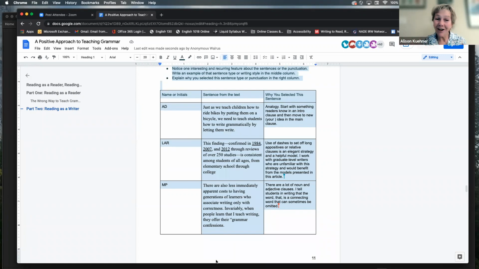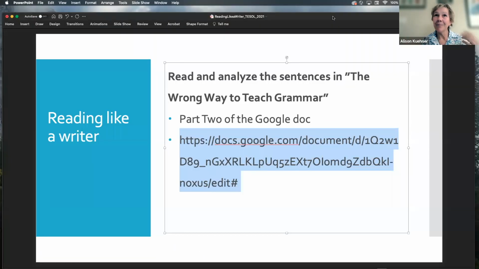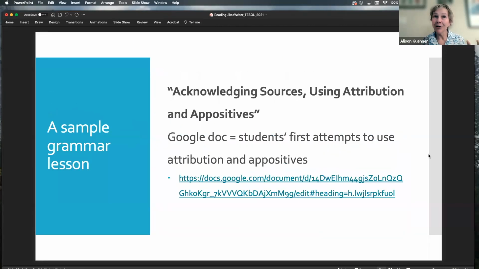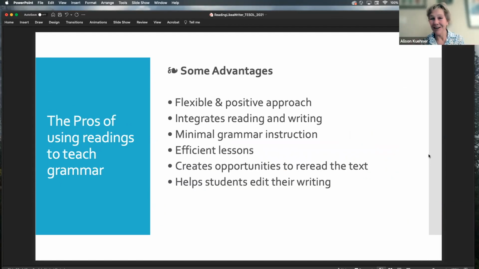So there really are, it's really up to you, maybe, and your students, what you would attend to in the text and what you would pull out and want to highlight and model with students. And that's one of the things that I think makes this kind of strategy really interesting. I won't show you what my students did, but I do this with them on a Google Doc.